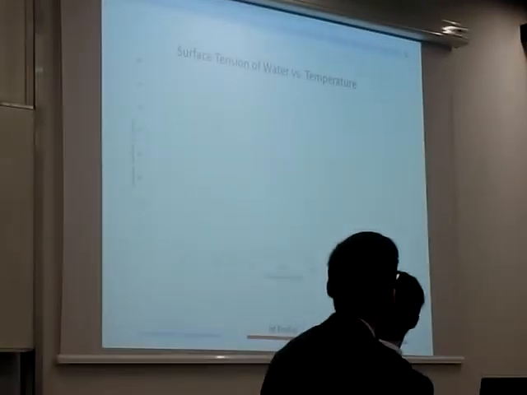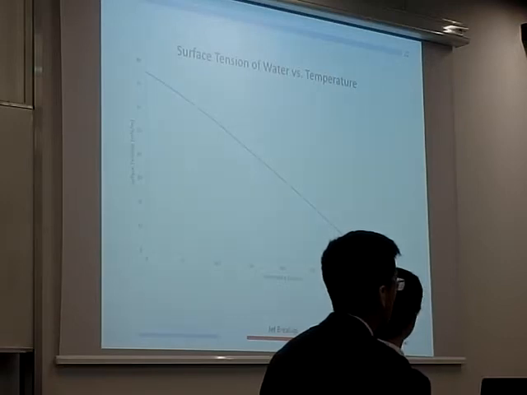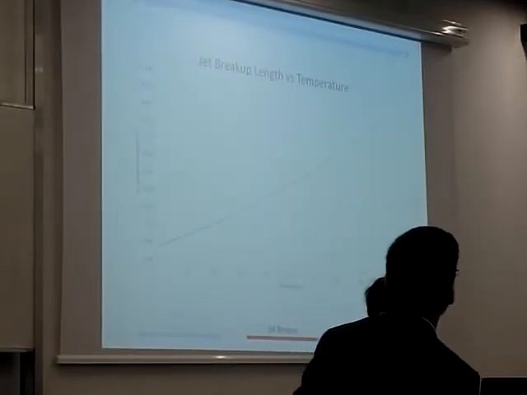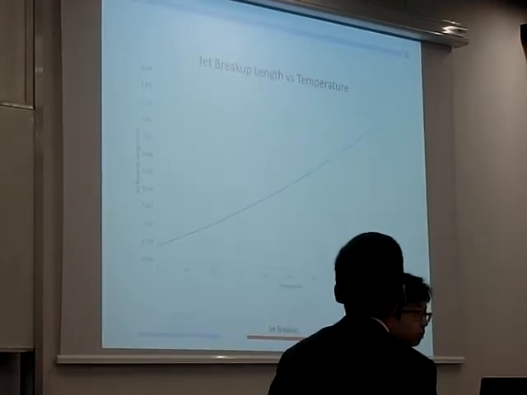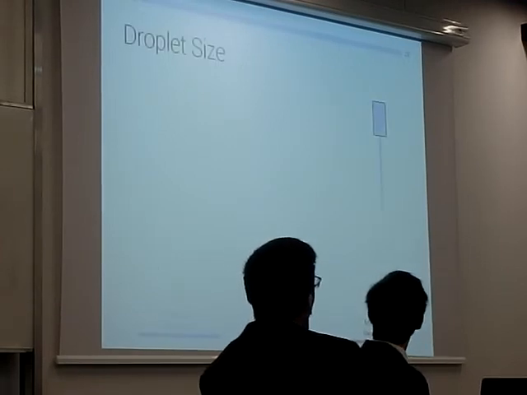Also, we can see the effects of temperature on this. This is just an empirical graph from literature. We can see that as temperature increases, the surface tension of water usually decreases. And we can then plot the jet breakup length versus temperature. This is also theoretical, and we can see that at higher temperatures, the jet takes a longer distance to break up into small droplets.